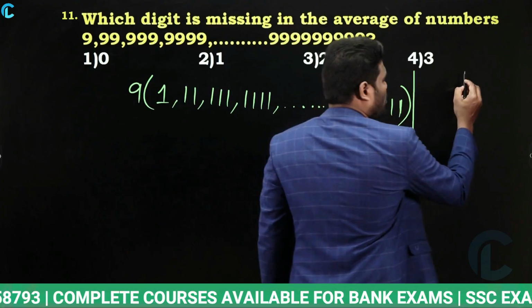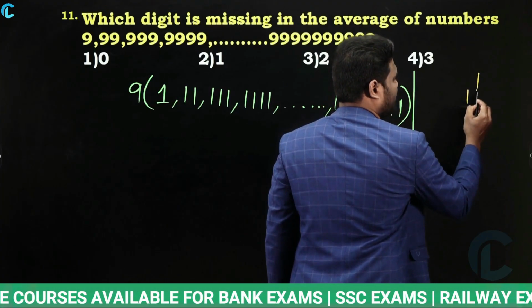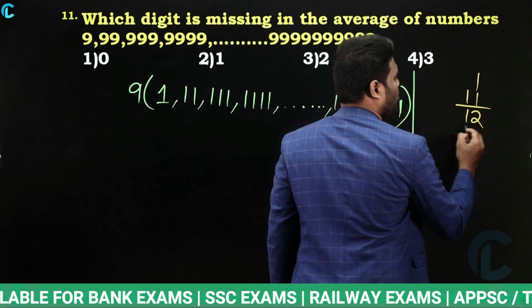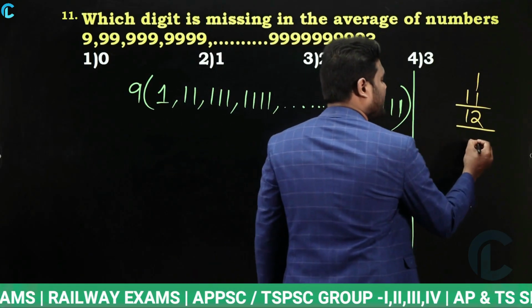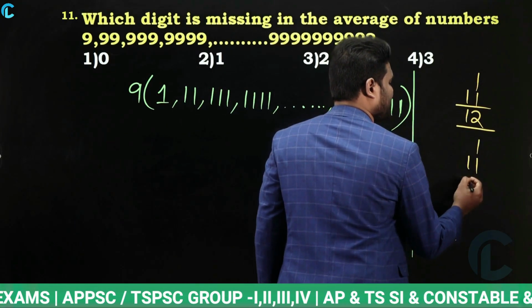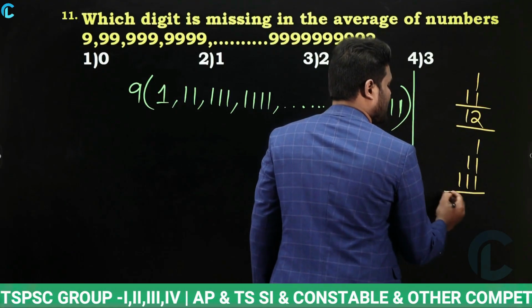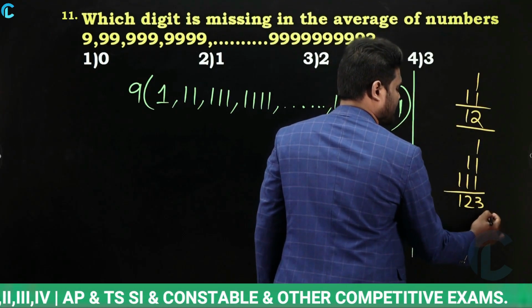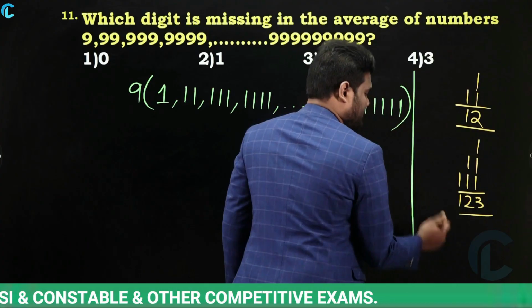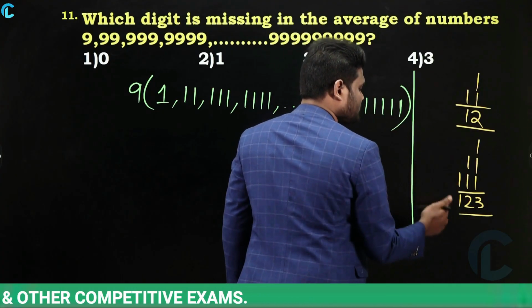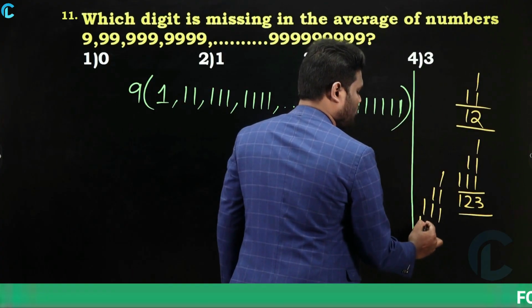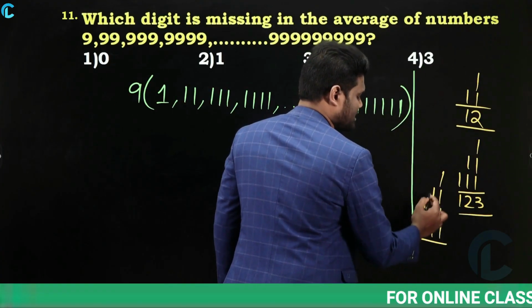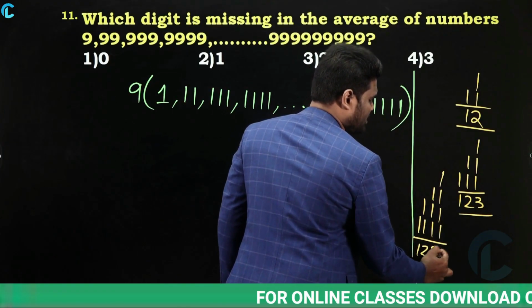If you observe here, what is 1 plus 11? 1 plus 11 is 12. Similarly, what is 1 plus 11 plus triple 1? Now this is 1, 2, 3. Yes or no? Similarly, 1, 11, triple 1, 4 ones. If you are going to add this, now this is going to be 1, 2, 3, 4.